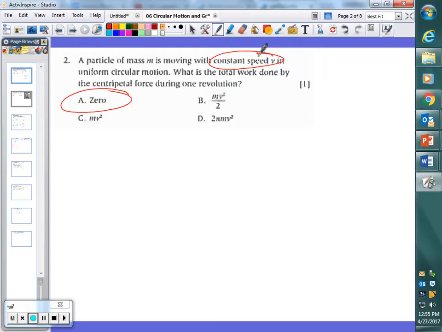But that's still power. If it was accelerating, it's accelerating, but it's still perpendicular. But the kinetic energy is not changing because the speed isn't changing.